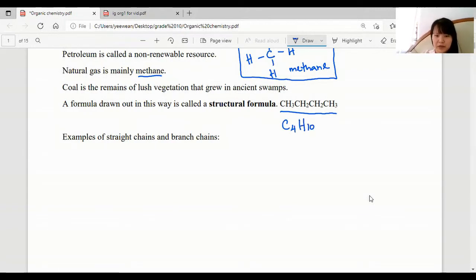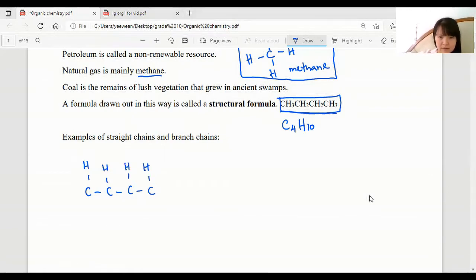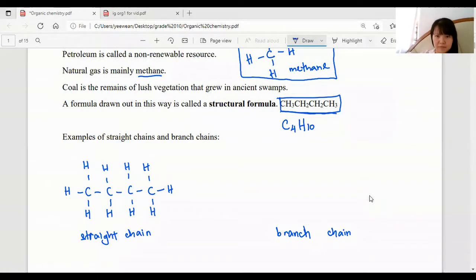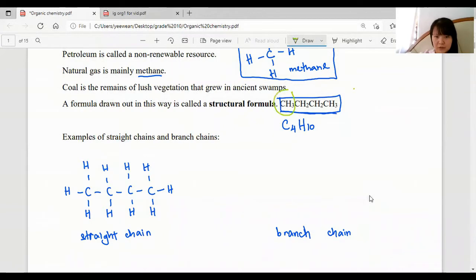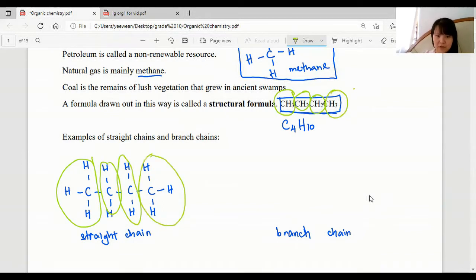So we can draw a straight chain like this. I'm going to draw a displayed or full structure here for exactly this. So it's a butane. If we look at this, there's a CH3 here. So CH3, CH2, that's CH2, CH2 again, CH2, and CH3, that's CH3.